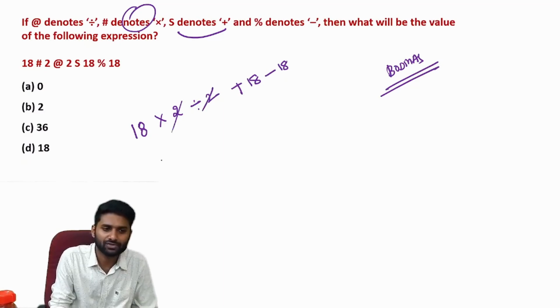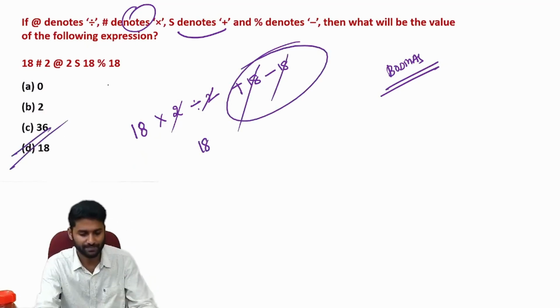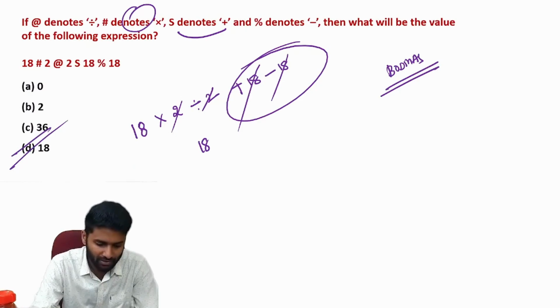Now see, first cancel these numbers. Division has priority over multiplication. 18 into 1 is equal to 18. Again, if you go through this difference, it becomes 0. Here the resultant is 18. You should follow that BODMAS rule.